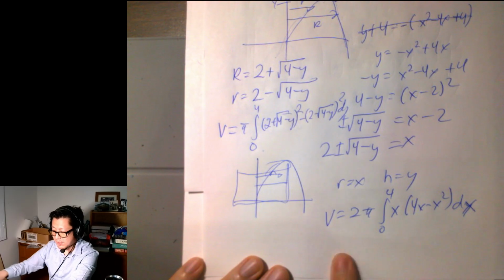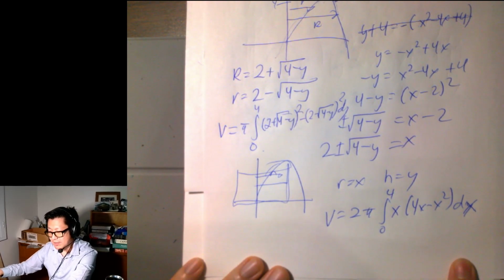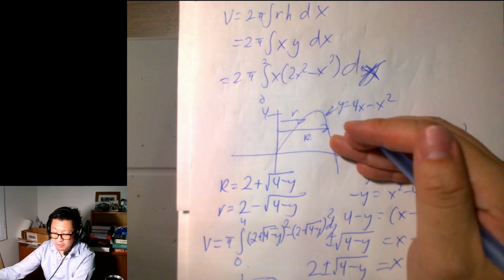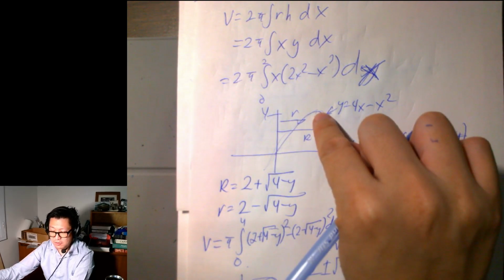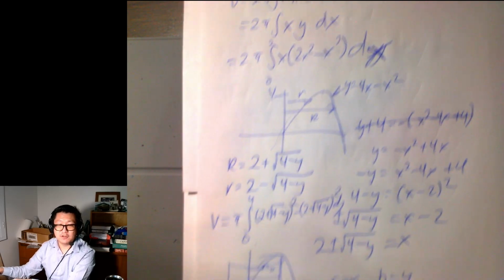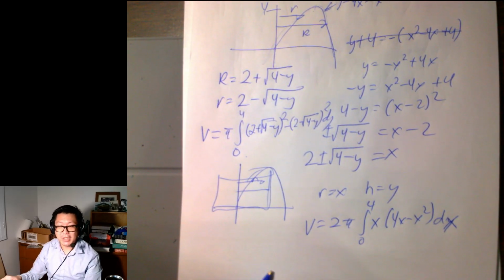Again, this is super easy to do using shell method. It's an example of one where even if it's doable using washer method, because you have to split up your function and you have to invert it, it's a pain. Try using shell method. Okay, hope this helps.